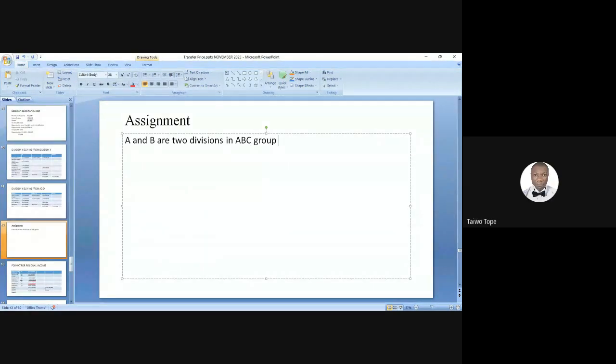So A and B are two divisions in ABC group of companies. The more you solve, the more you get better, and you'll be proud of yourself. It will give you confidence, even when the result is out. But if you don't solve, and I just teach you and allow you to go, I've not helped you. That is it.